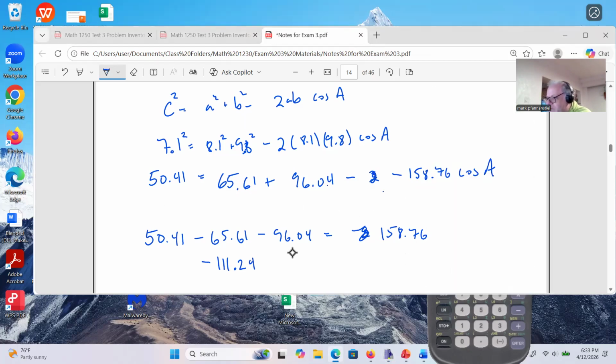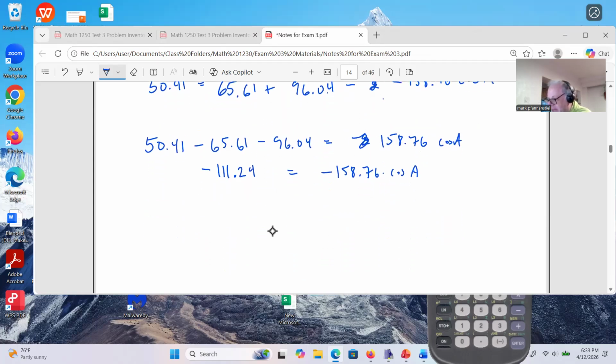And then this is equal to negative 158.76 times the cosine of A. Okay, we're going to go ahead and divide by that 158.76. The negatives are going to cancel, so we don't have to keep those around anymore. That is equal to the cosine of A. One thing you can do is remember that cosine and sine have to be between 0 and 1. So if you ever end up with a fraction that looks like it's bigger than 1, check your arithmetic because you messed up.